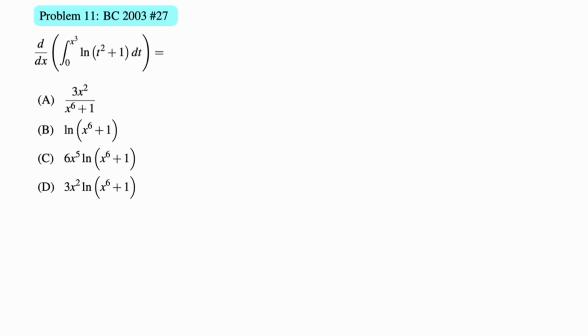So we need the derivative of the integral from 0 to x cubed of natural log of the quantity t squared plus 1 dt. So this is the second fundamental theorem of calculus, and what you're going to do is you take the upper bound and you sub it into the integrand. So the first thing we do is we replace every t that we see in the integrand with x cubed. So that'll give us natural log of the quantity x cubed squared plus 1.